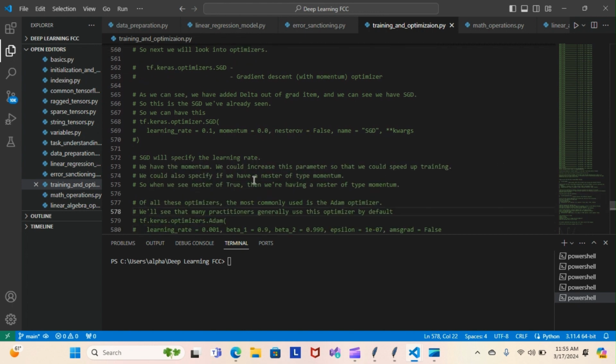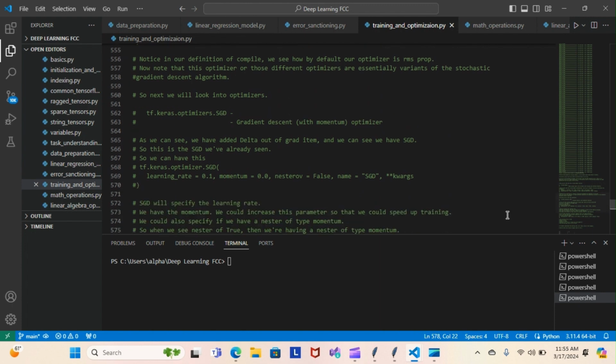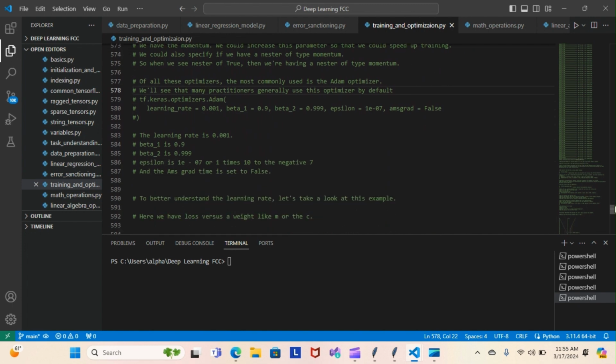So SGD will specify the learning rate. We have the momentum. We could increase this parameter so that we could speed up the training. And we could also specify if we have a Nesterov type momentum. So when we see nesterov true, then we're having a Nesterov type momentum. Let me go back up so I can show you an example of that. You see here that we have nesterov of False. That's because we don't have any momentum. So if it was true, we would have a momentum specified. And the learning rate is 0.001.